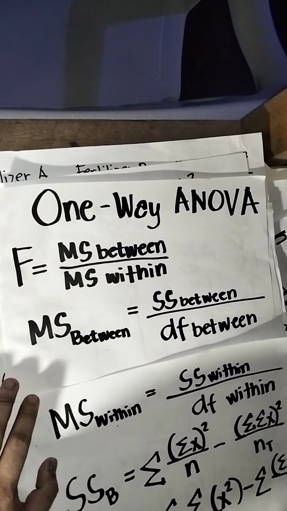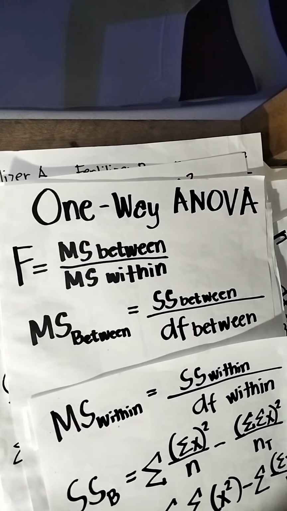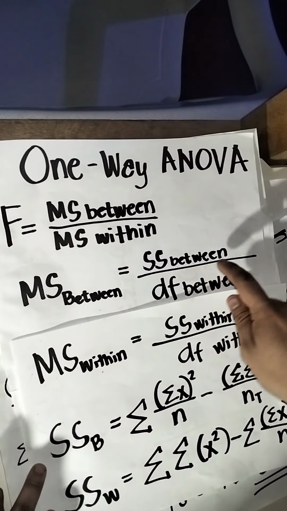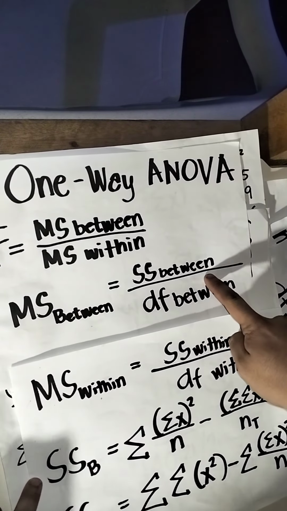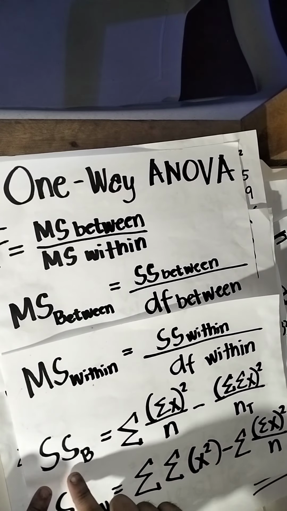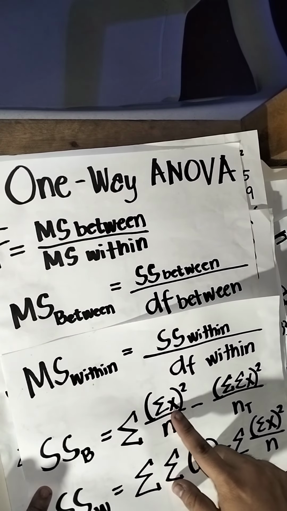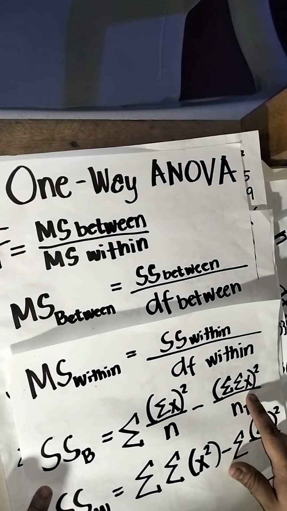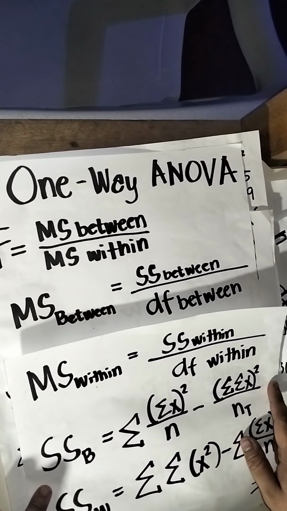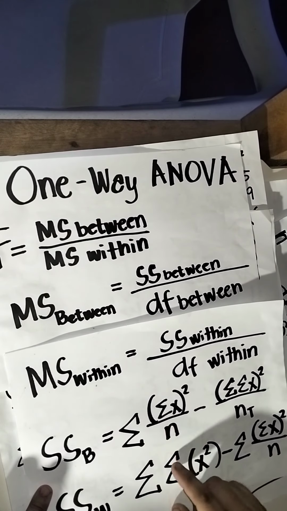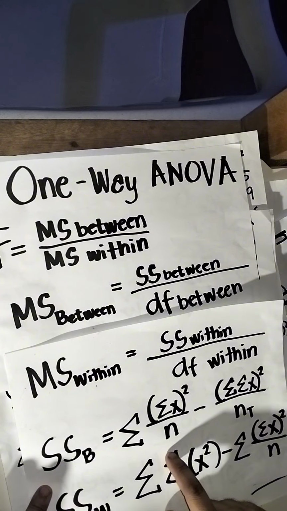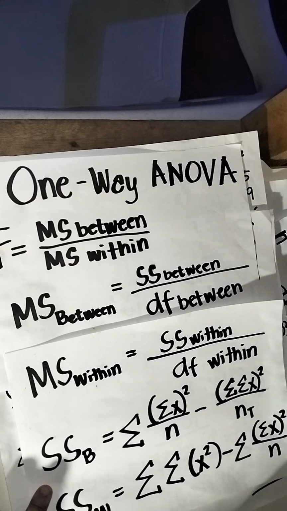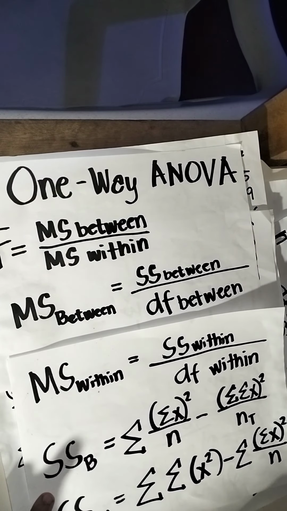Okay, now how do we get our MS between? Our MS between consists of SS between. Our SS between formula is the summation of x squared over n minus the summation of x raised to the power of 2 divided by NT. Our n is the number of samples. This NT is the total number of samples in all of your dataset.